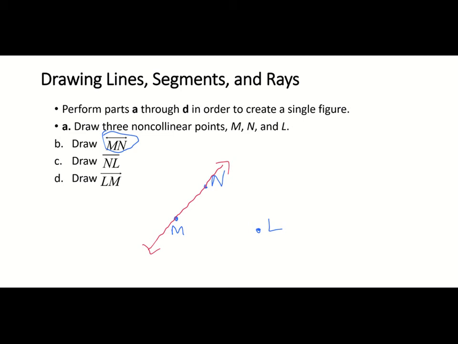Next, they want, and this, remember, means a segment. So segment NL. So that means N and L are going to be my endpoints. So it's going to go from here to here. So there's my segment. And then the last one we're going to do is ray LM. And because L is first, that is the endpoint, and it is going to start right there and go through M. A little bit better. All right, so that's what your figure should look like. Now, your points might be in different spots, but through MN, you should have a line, through LM, with L being the starting point, a ray, and then a line segment between N and L.